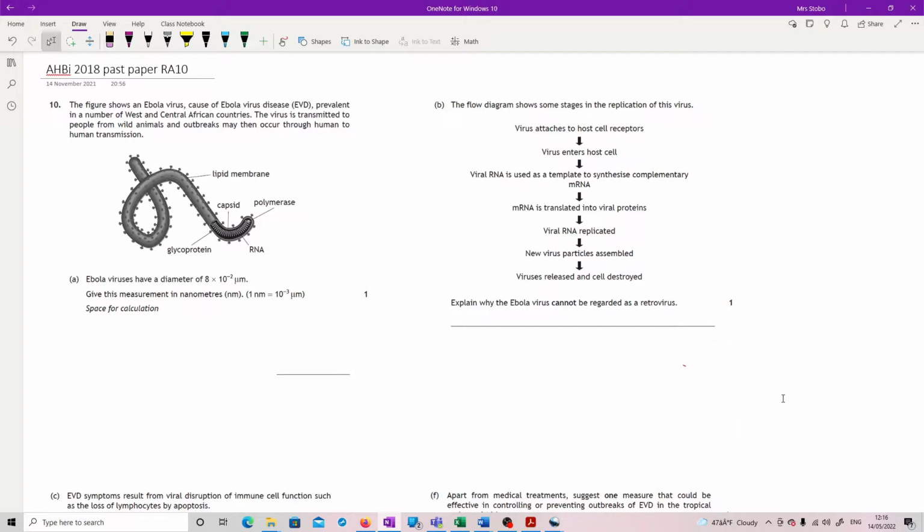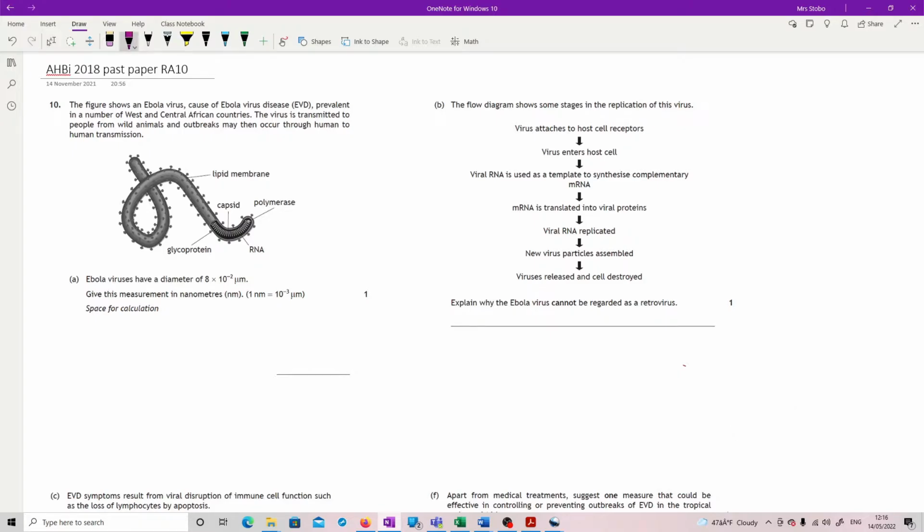Right, question 10. The figure shows an Ebola virus, cause of the Ebola virus disease, EVD, prevalent in a number of West and Central African countries. The virus is transmitted to people from wild animals, and outbreaks may then occur through human-to-human transmission. Ebola viruses have a diameter of 8 times 10 to the minus 2 micrometers. Give this measurement in nanometers. 1 nanometer is 10 to the minus 3 micrometers.